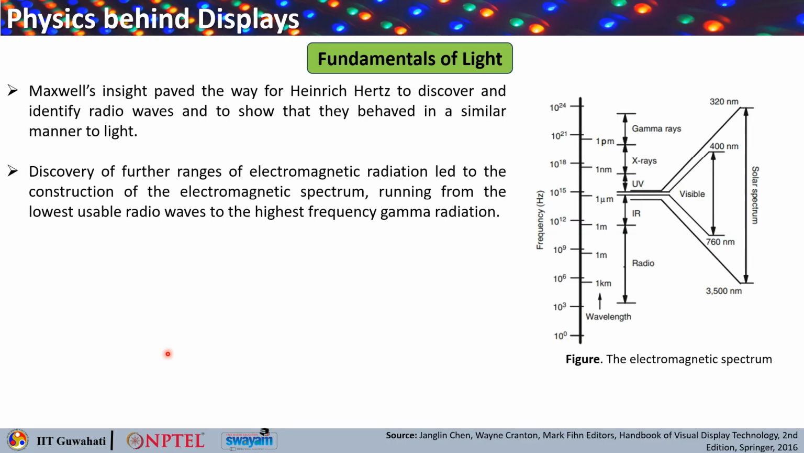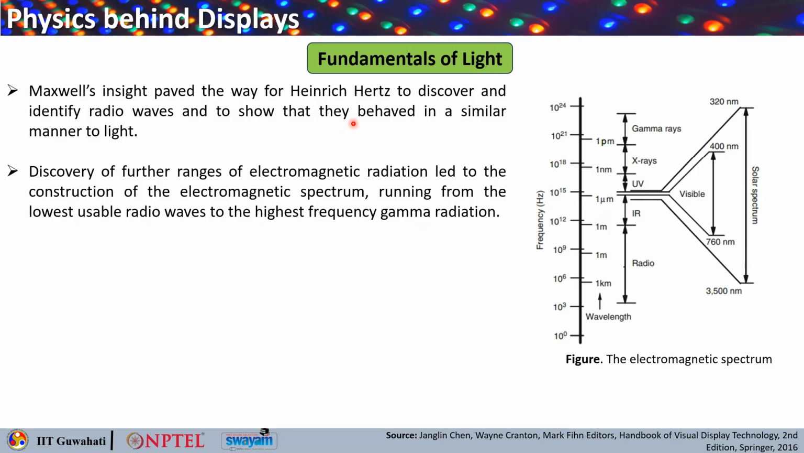So, Maxwell's insight paved the way for Heinrich Hertz to discover and identify radio waves and to show that they behaved in a very similar manner to light. And the discovery of further ranges of this electromagnetic radiation led people to construct this electromagnetic spectrum, which runs from the lowest usable radio waves to the highest frequency possible, that is the gamma radiation, right.